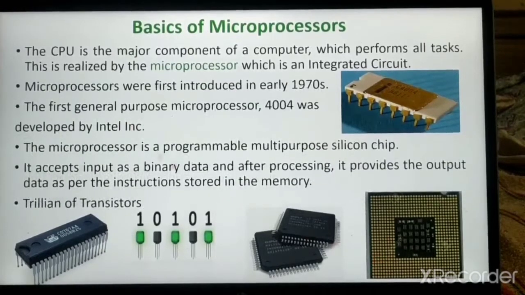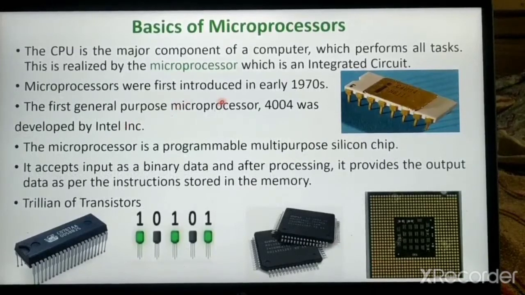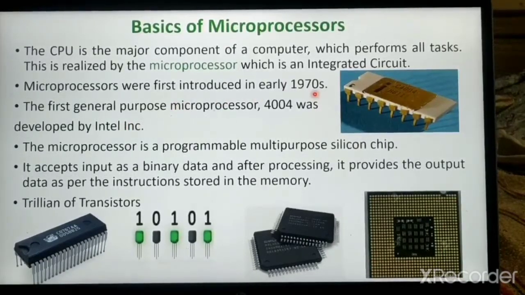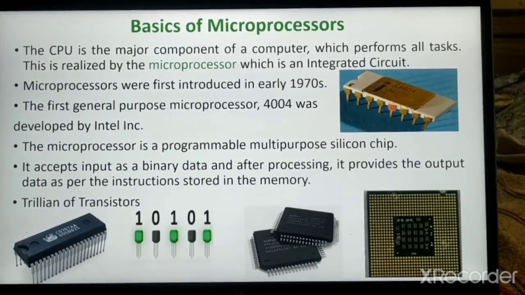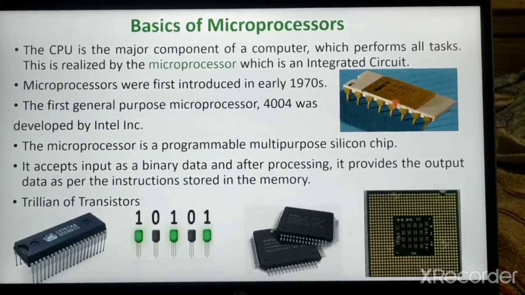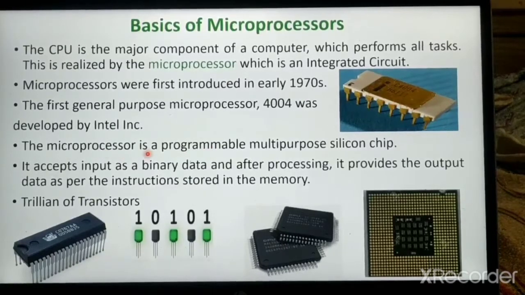The first microprocessor was introduced in the year 1970 with the name 4004 and was developed by Intel. It contains 4 input and 4 output pins. It is a multi-purpose silicon chip. Silicon means it is made of silicon, which is sand, and coated with gold to avoid rusting. So a microprocessor is a programmable multi-purpose silicon chip.